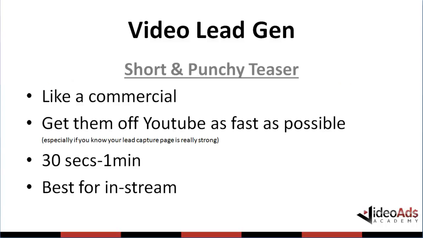All right, so let's jump into the first one in the video lead gen, and I call this the short and punchy teaser. Okay, it's basically like a commercial. You see the commercials on TV, or whatever, and that's basically the model for this. And the goal is to get them off YouTube as fast as possible. That's really the goal, because you're trying to generate a lead. In order to do that effectively, you've got to get them off of YouTube. So you hit them with a short, punchy, powerful message to get in a call to action to get them to hop off of YouTube and go take the action that you want.